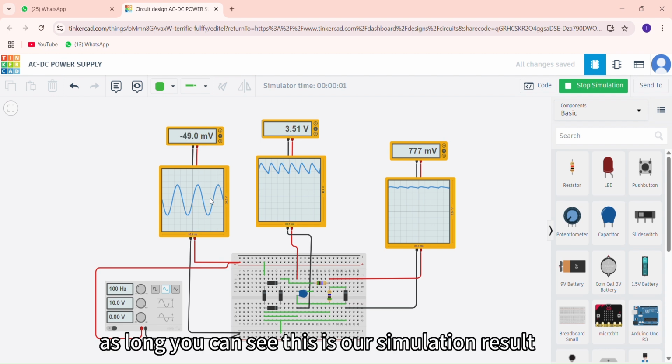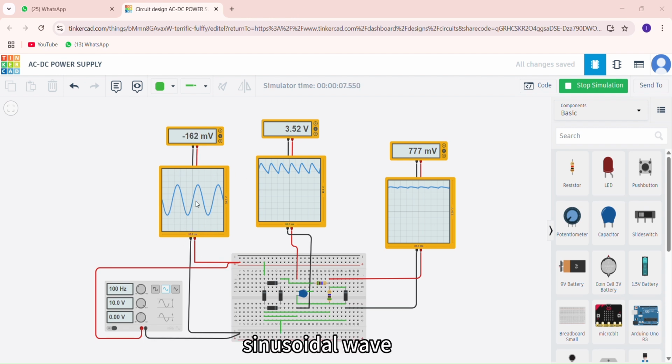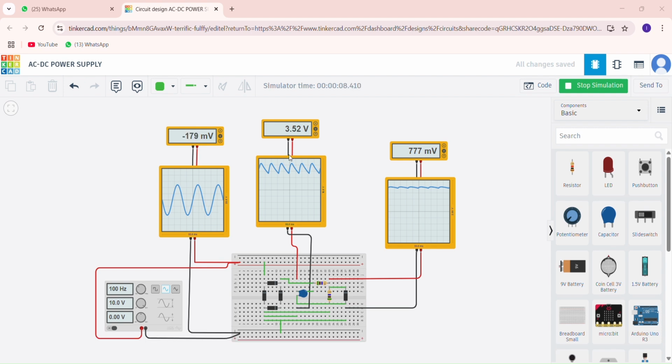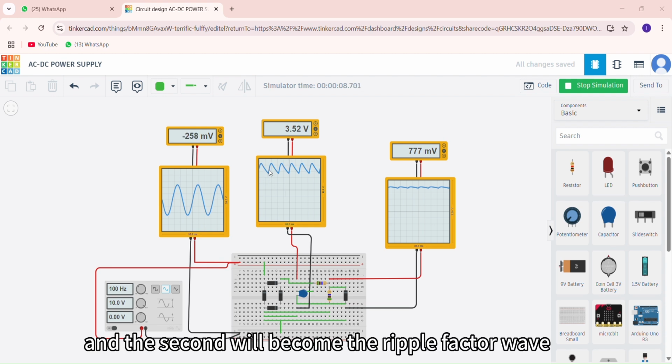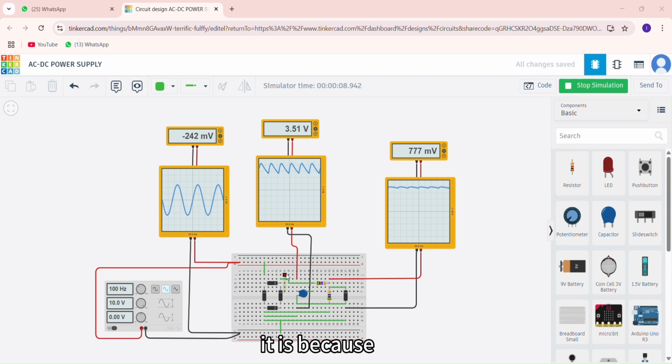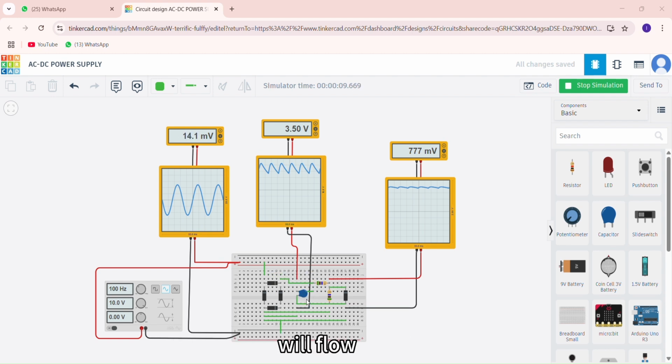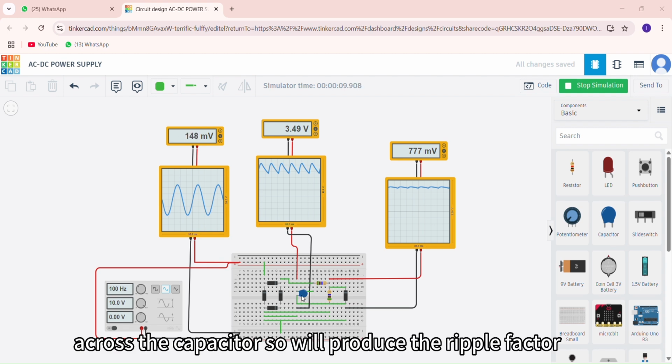As you can see, this is our simulation result. Firstly, the first graph shows the sinusoidal wave, and this is the correct result for the AC power supply. And the second will become the ripple factor wave. It is because the current flowing from the rectifier output to the ground flows across the capacitor, so it produces the ripple factor.